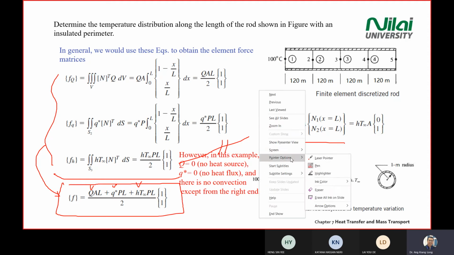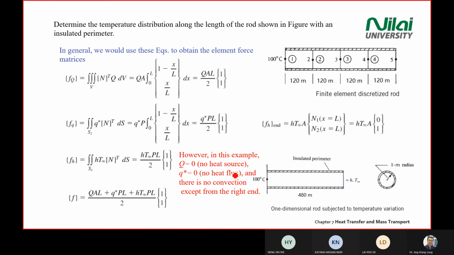For this first tutorial question, because we don't have a heat source, your capital Q is 0. You don't have heat flux in the system, so Q star equals 0. And there is no convection except the open end. So these 3 you can cancel out. This equation does not apply for this scenario. You only need to consider this equation for this example. Okay, so it's quite straightforward.